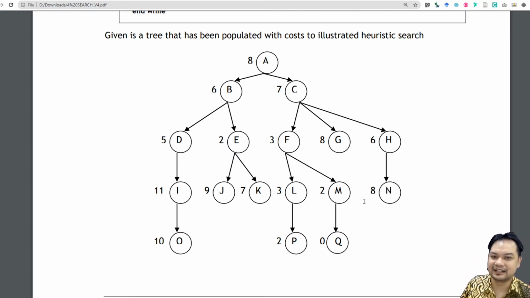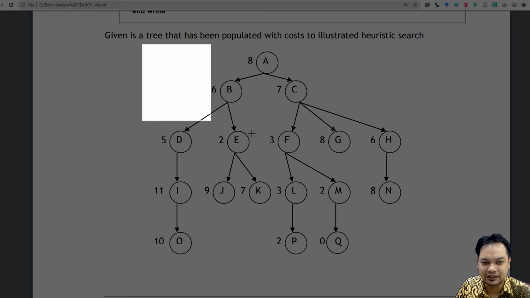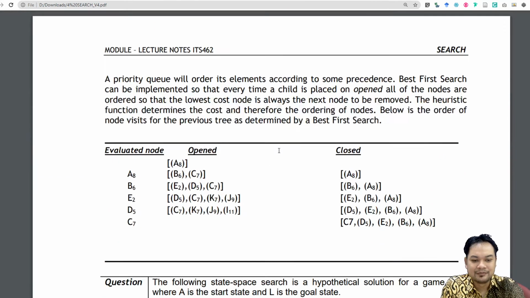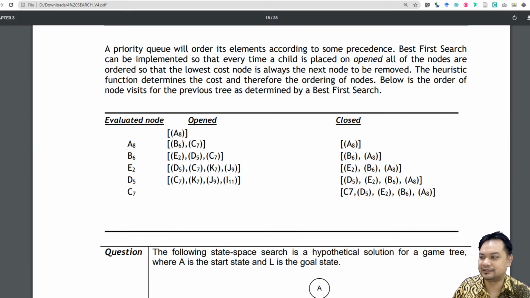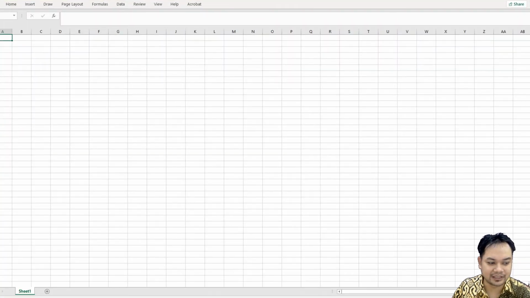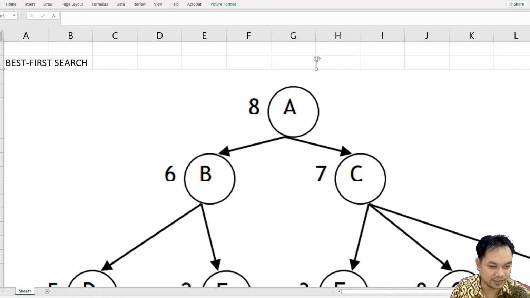So let's see the best first search in action. I will try to screenshot this. Okay, I snip this area and this part. This is an example of the evaluation table. We will try to start an evaluation for best first search. Let's see if my Excel is not temperamental for today. Let's write the title: best first search. Okay, this is the screenshot.